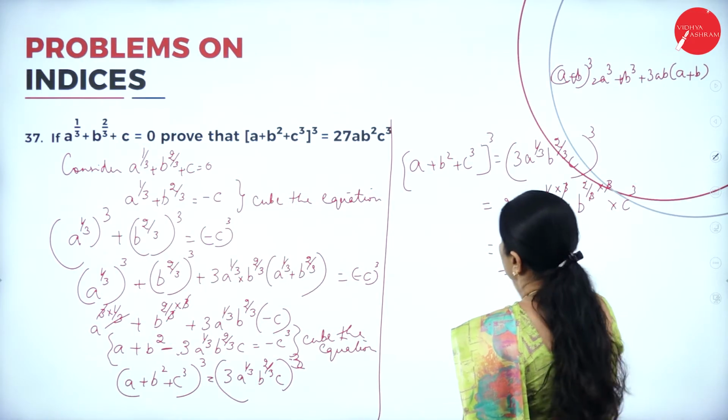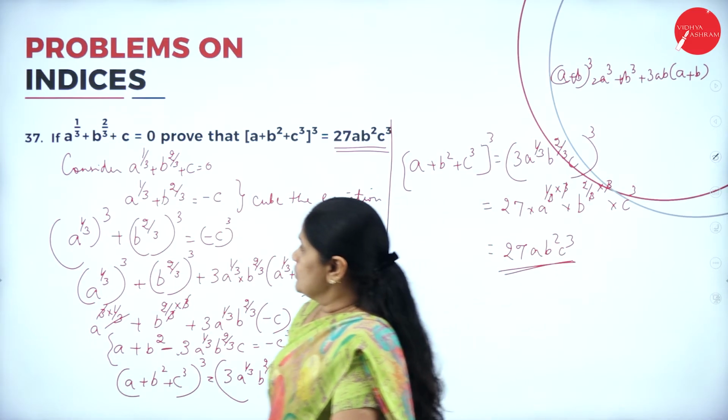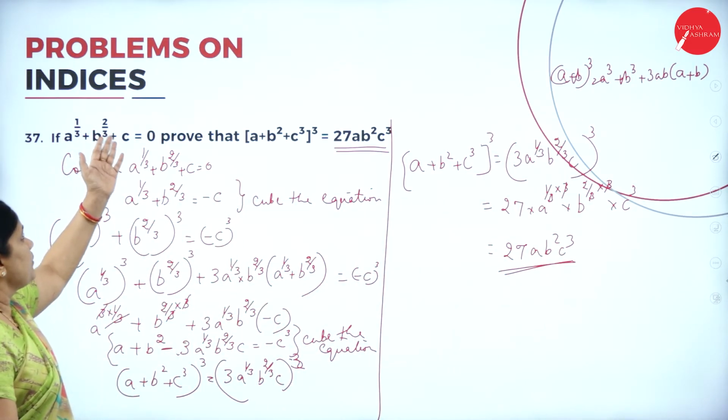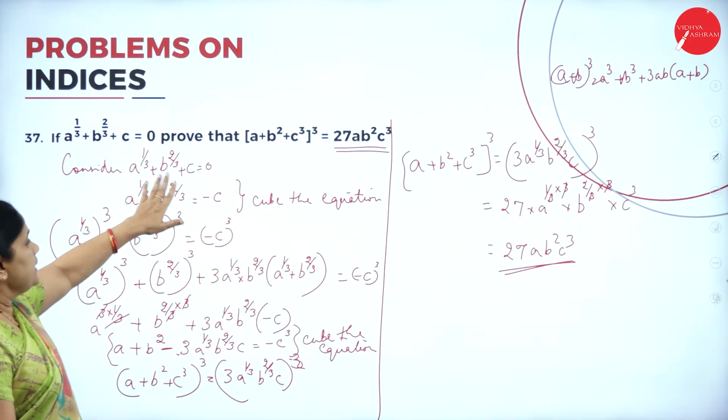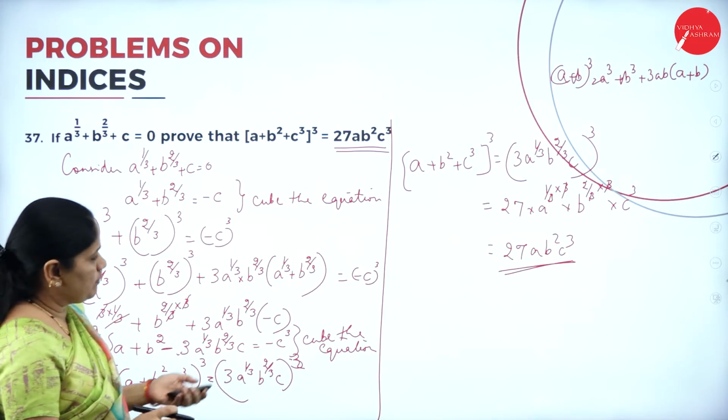So this is the given answer. Hope you have all understood this. So when you are given an equation of a to the power of 1 by 3, b to the power of 2 by 3 into c, then you have to follow these steps and simplify the problem.